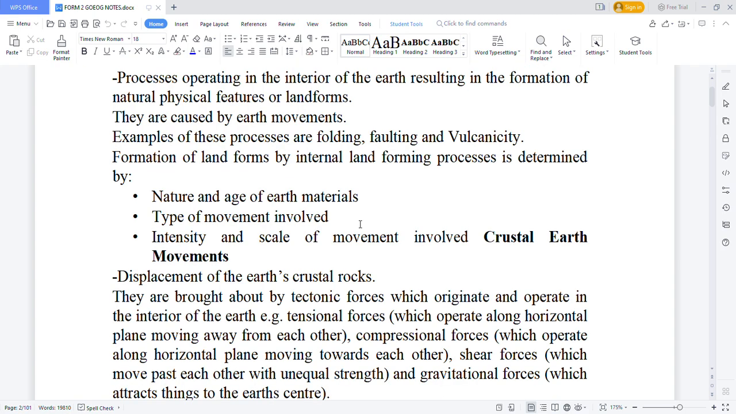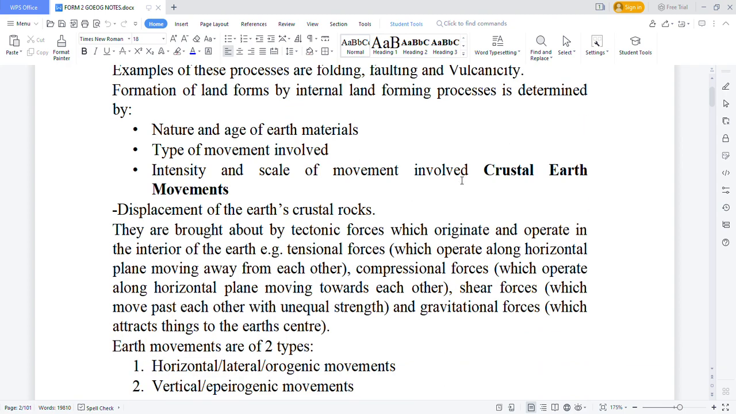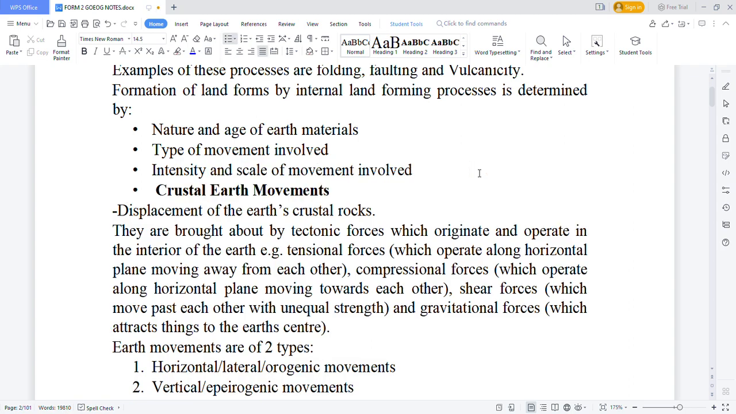Formation of landforms by internal landforming processes is determined by nature and age of the earth materials, type of movement involved, intensity and scale of movement involved. Let's start with crustal movements. Crustal movement is the displacement of the earth's crustal rocks.